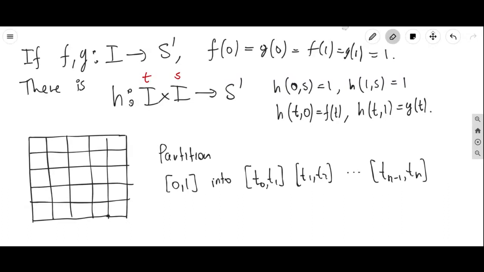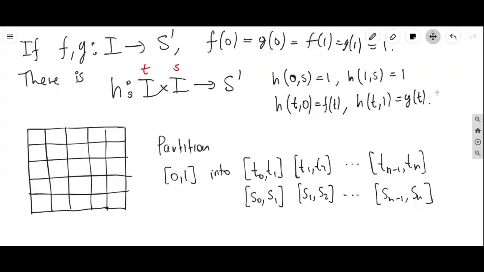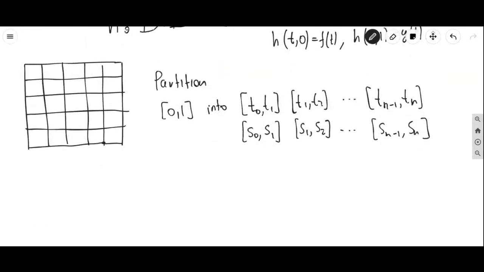And you can do this because of uniform continuity. It's the same reason as before. You can make them small enough. And then you do S0, S1, S1, S2, Sn minus 1, Sn. So you break them up apart like this so that what happens?